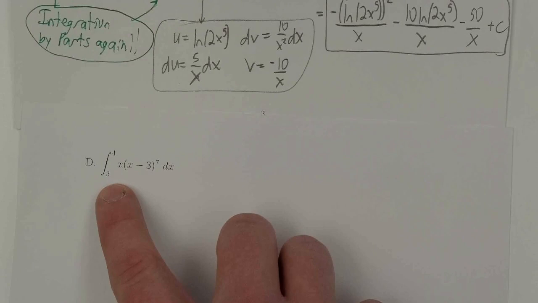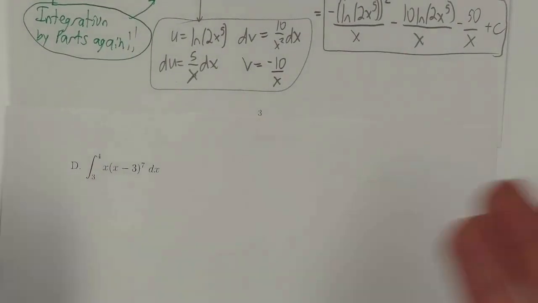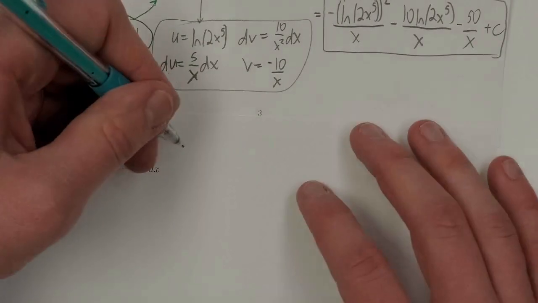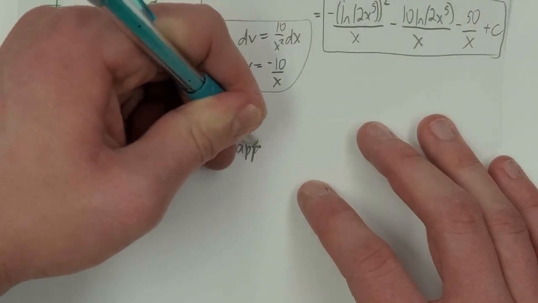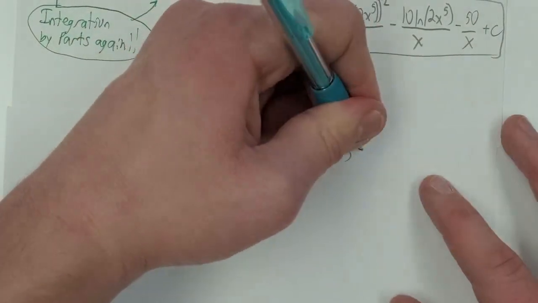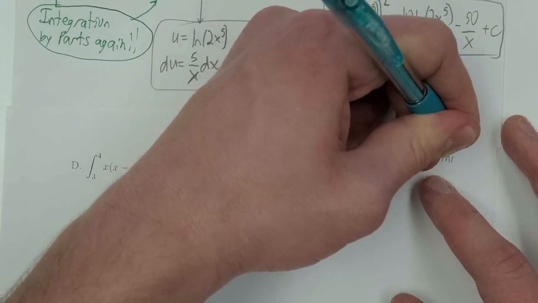So the integral we have, in this case, is a definite integral from 3 to 4 of x times x minus 3 quantity to the 7th. Okay? So the thing is that we still apply the same rules that we've been doing even with a definite integral. So we still apply our LIATE acronym, even with a definite integral.